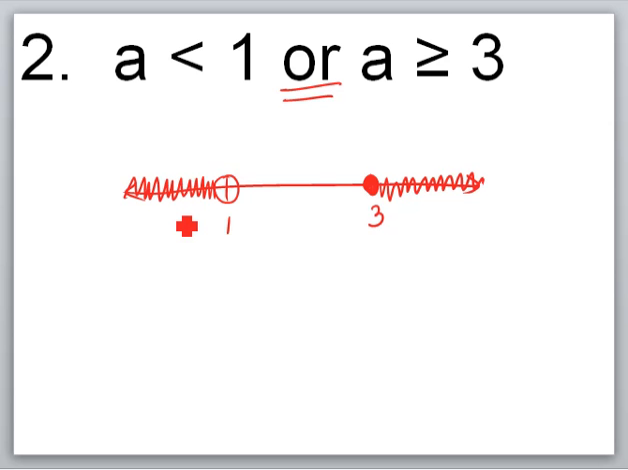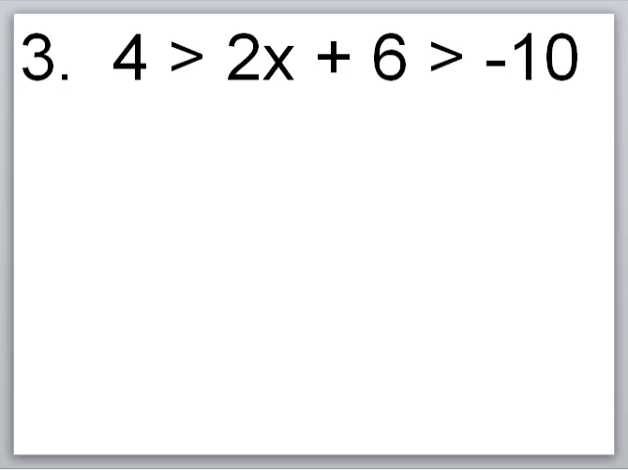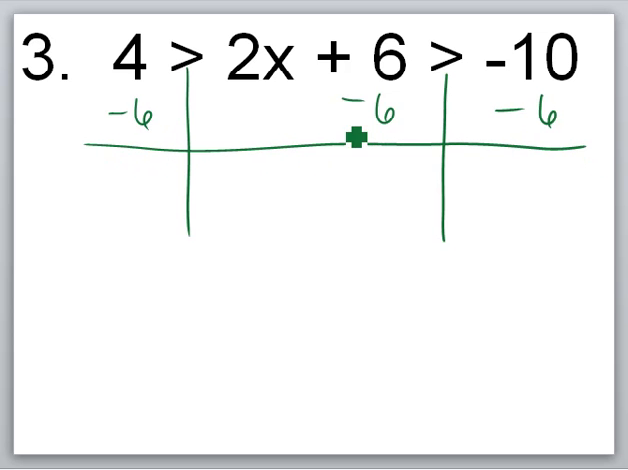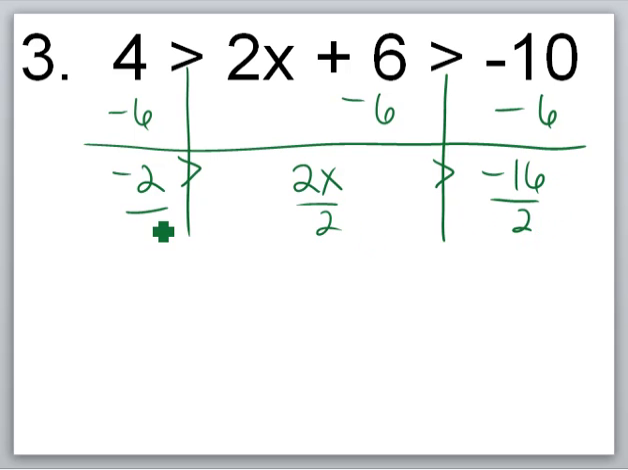On the next one here, we have another and statement. I know it's an and statement because it's a triple. I'm going to go ahead and draw lines down from each inequality. We're going to get rid of the add 6 by subtracting 6 on all 3 parts. I get negative 2, bring down my sign, 2x, bring down my sign, and I have negative 16. Divide by a positive 2 everywhere, and not flipping the sign.